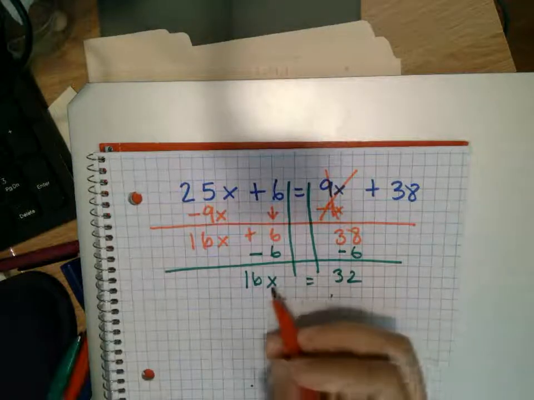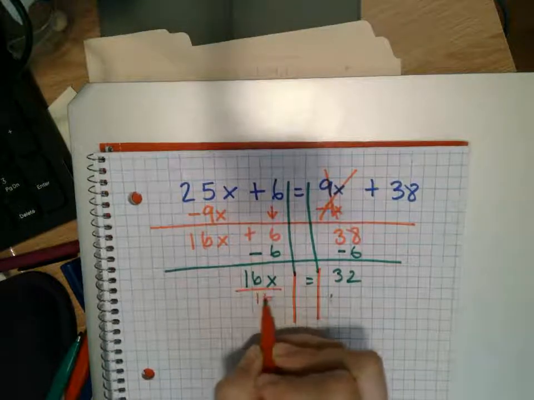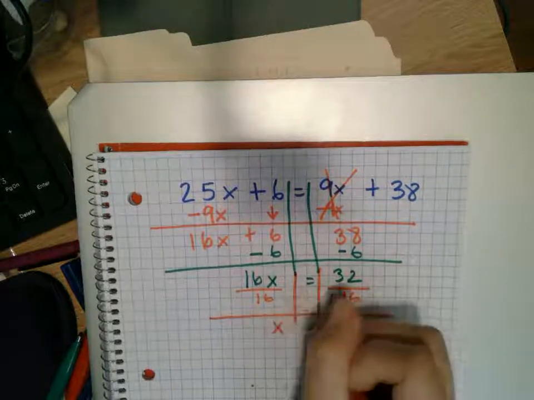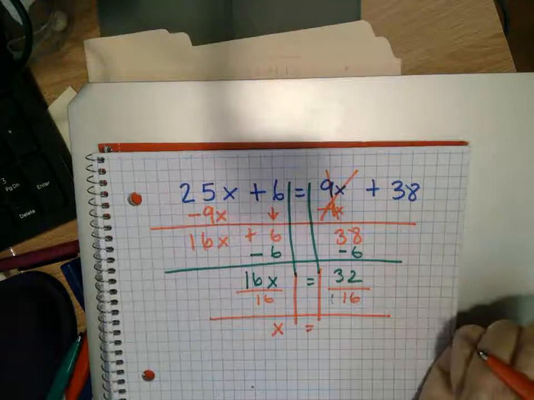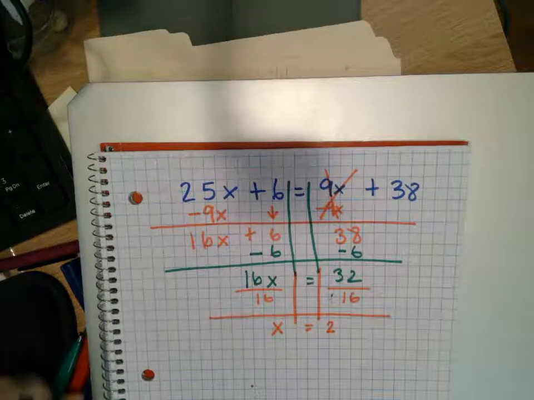Okay, we want x by itself. Well, what's our last step? Our last step is to divide by 16. Divide by 16. X equals 32 divided by 16 is 2. Very good. So x equals 2.